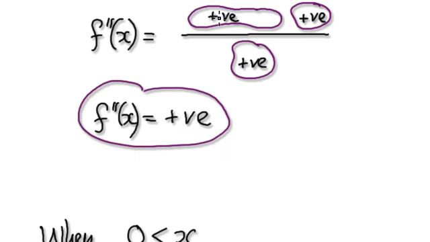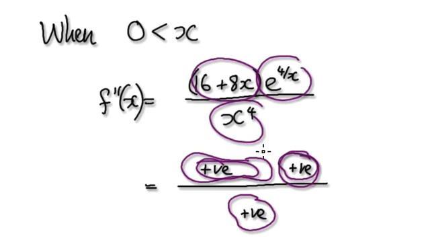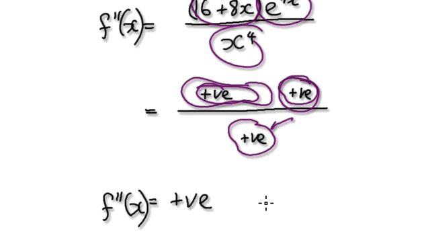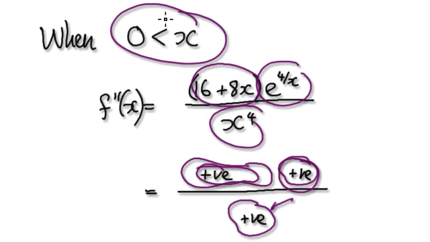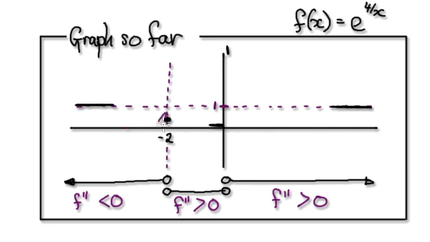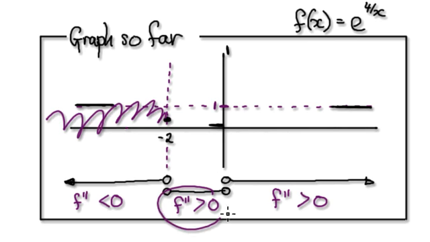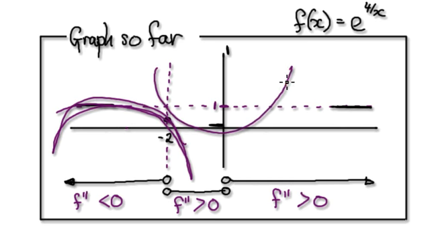In the other region, where x is greater than 0, this will be positive, this here will be positive, and this here will be positive, meaning the overall thing will be positive in this region. So overall, f double prime is negative in this region and positive in this region, meaning it should concave up. So this here will concave down, and this here will concave up.